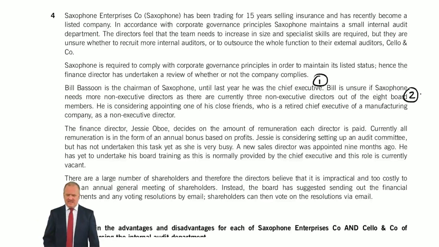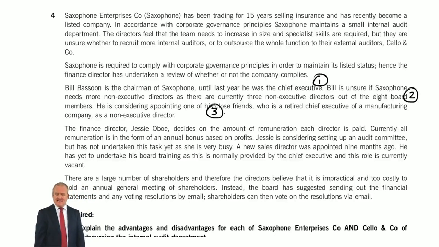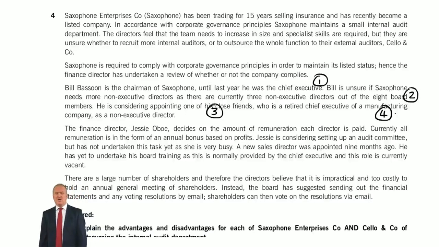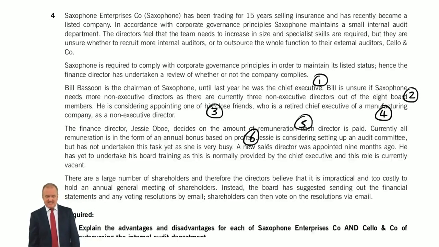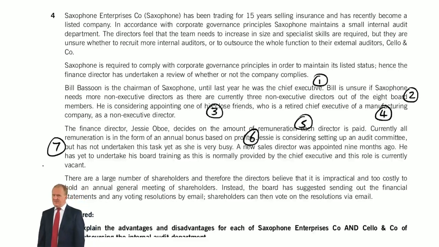He is considering appointing one of his close friends, that's number 3, who is a retired chief executive of a manufacturing company. That might be number 4, as a non-executive. The finance director, Jesse Obo, decides on the amount of remuneration each director is paid. That's number 5. Currently, all remuneration is in the form of an annual bonus based on profits. That's number 6. Jesse is considering setting up an audit committee. Oh dear, they haven't got one yet, but has not undertaken this task yet, as she is very busy.